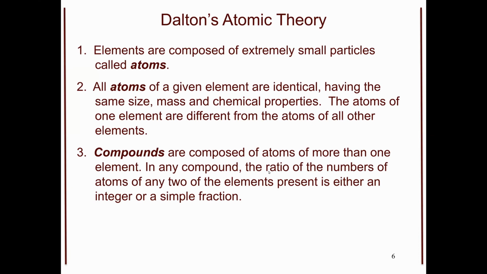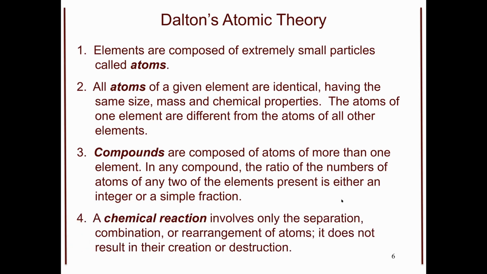Compounds are composed of atoms of more than one element. In any compound, the ratio of the numbers of atoms of any two of the elements present is either an integer or a simple fraction. This is when we start bringing up the idea of the whole number ratio. We are not going to have fractions of atoms. If we need to have a ratio of 2 to 1, this means that we must have 2 of one and 1 of another, not 1 and 1/2. We are always going to talk about them as full parts of a system.